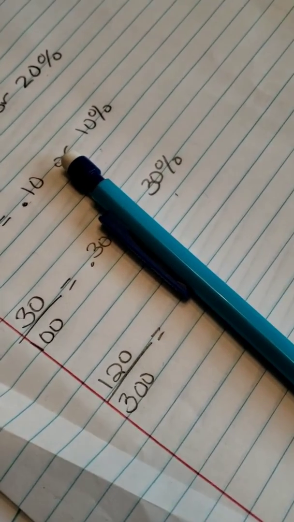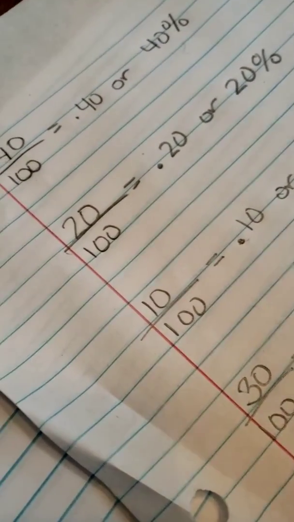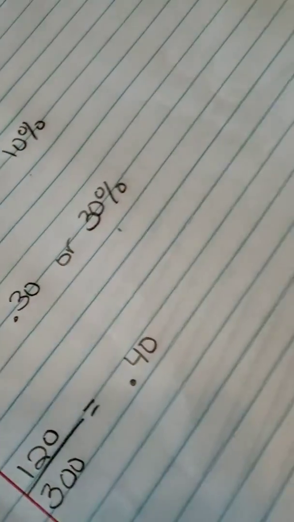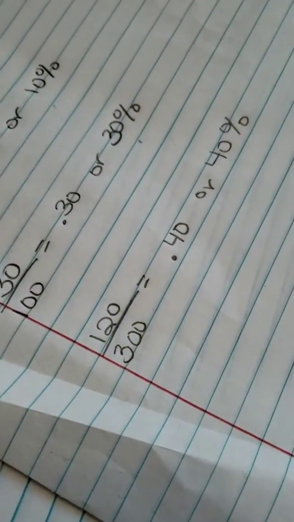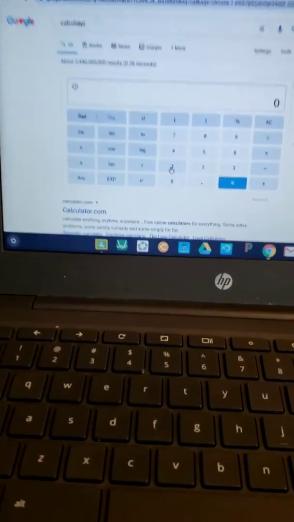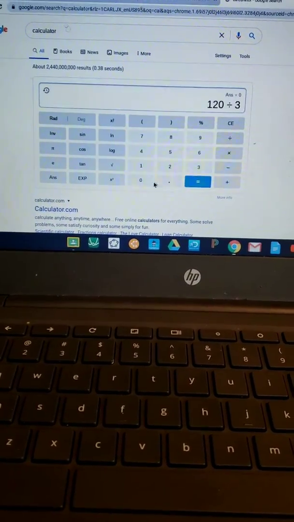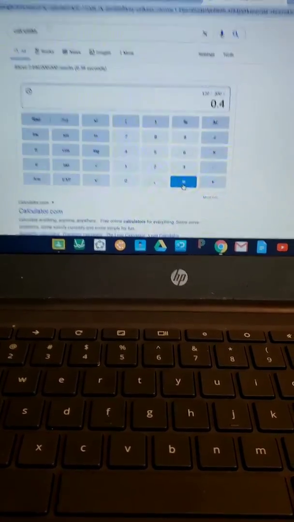When I do 120 divided by 300, I get 0.4 or 40%. You guys check my work, I'm liable to make an error somewhere. So I'm going to bring up a calculator, and I have 120 divided by 300 equals, and I do get 0.4.